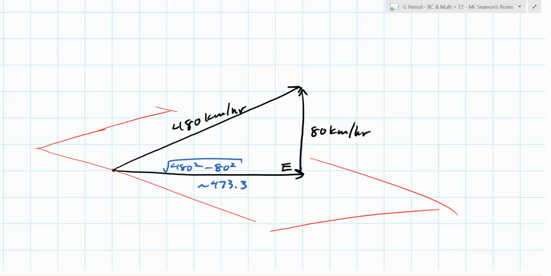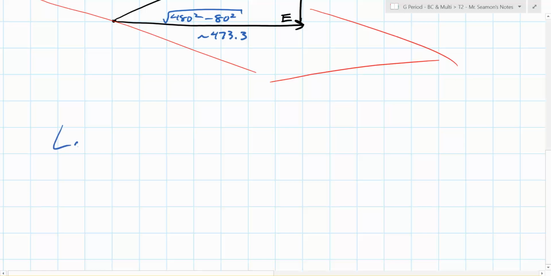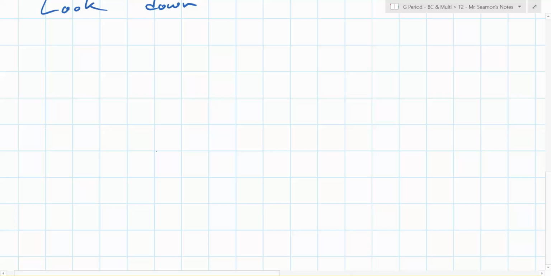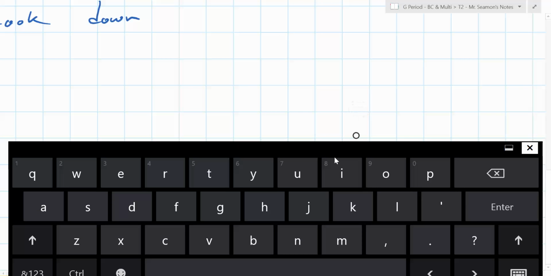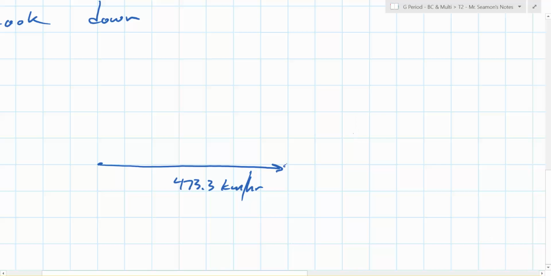The other force acting on the plane as it travels through the air is the wind. And the wind is going to the northeast. So we need to change our perspective. We need to now look down. What we just figured out is this plane is moving due east. How fast? 473.3 kilometers an hour, correct? But the wind is going in what direction? I think it's going to the northeast. So let's go from right here to the northeast at 100 kilometers an hour.